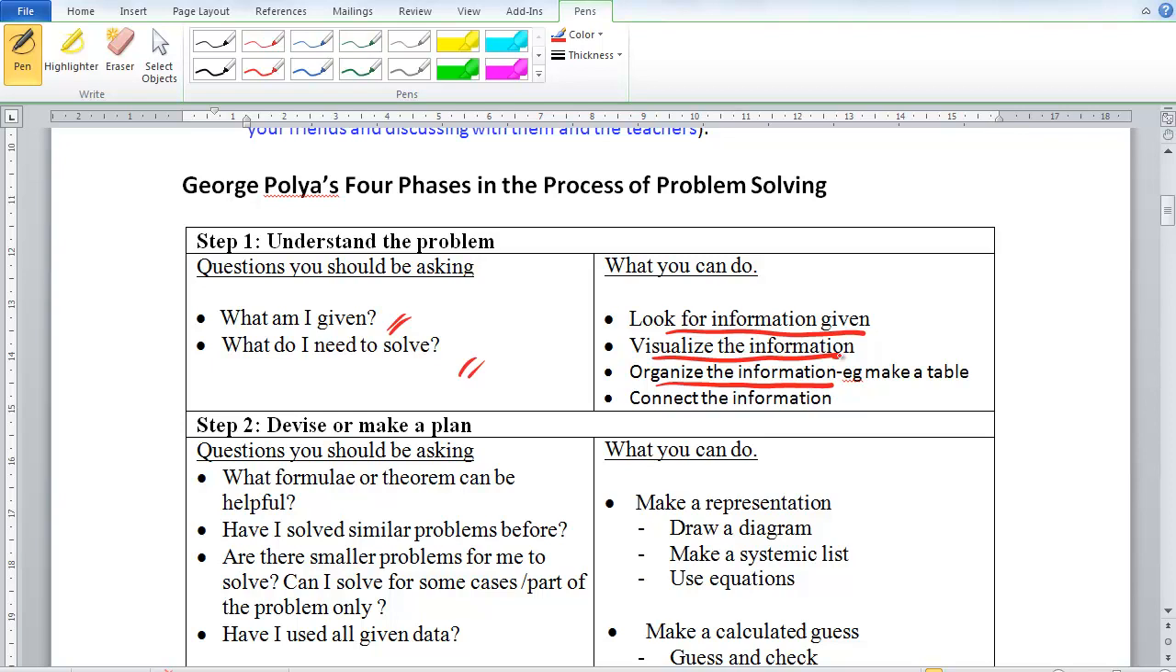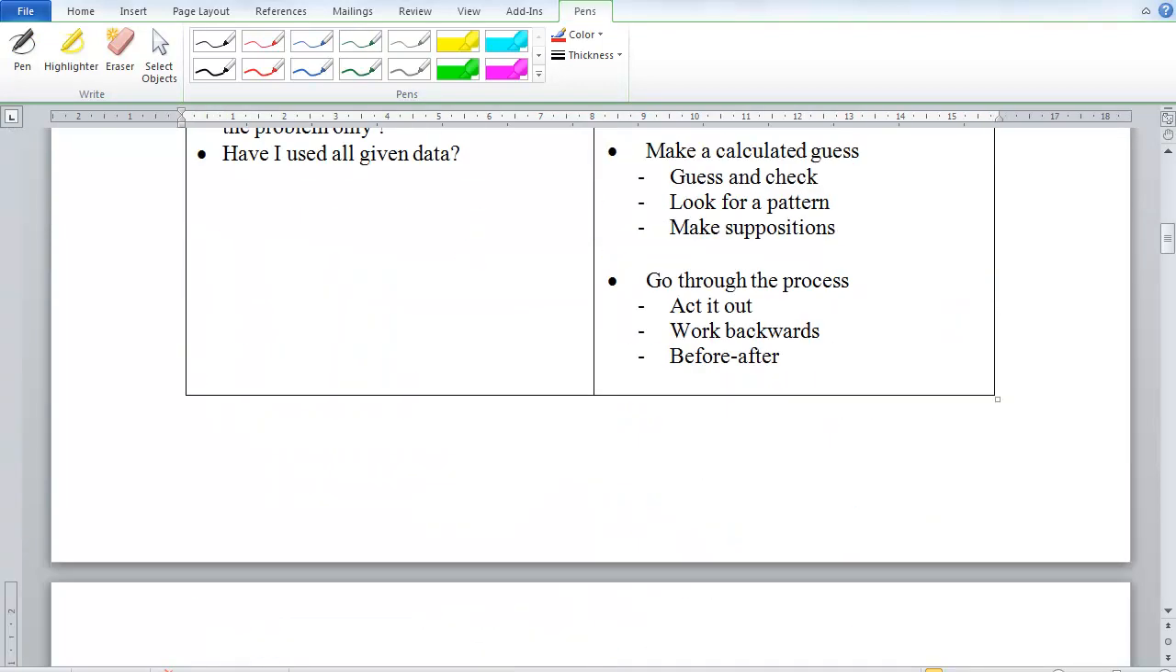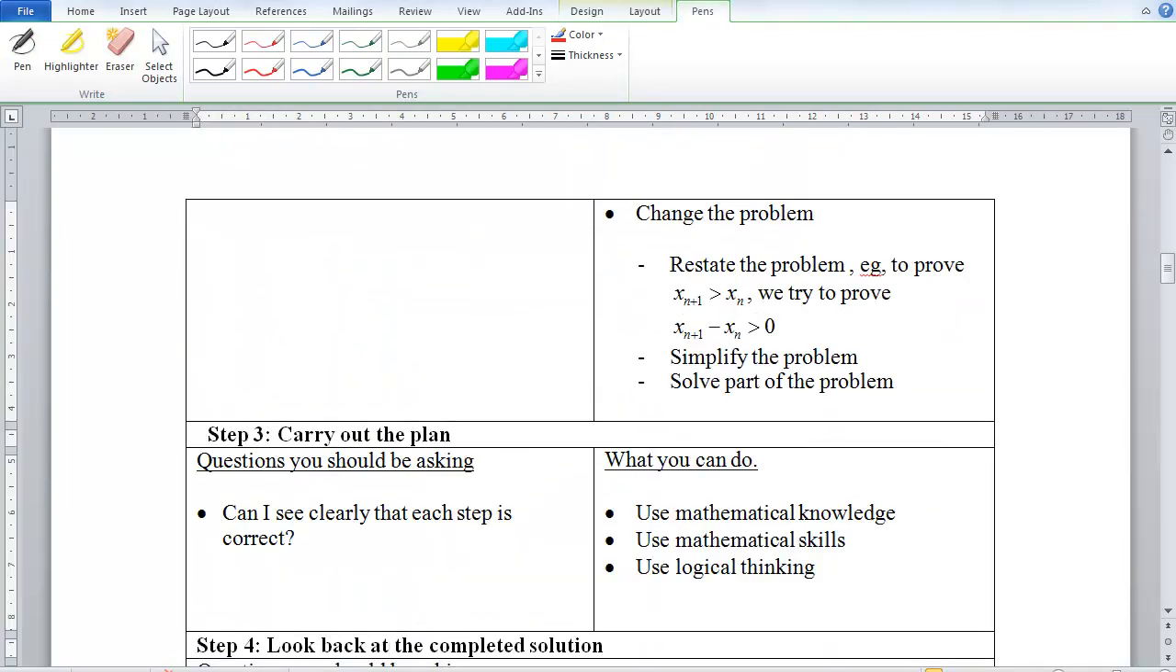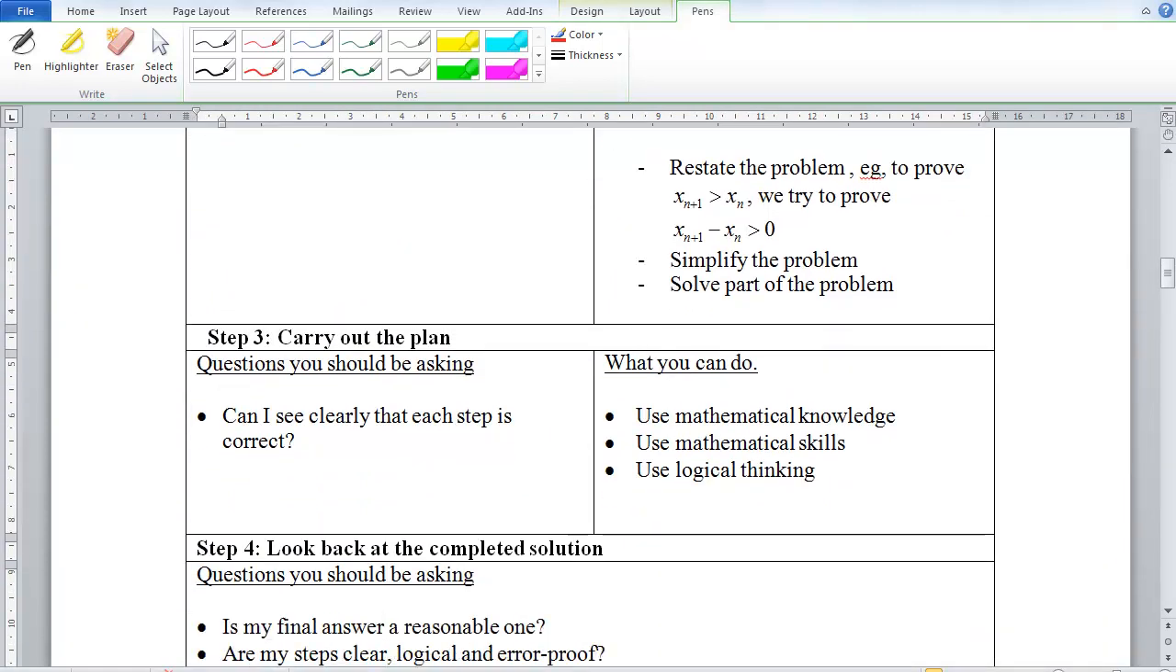Step 1 was understanding the problem. Step 2, we need to devise and make a plan. Step 3 will be on carrying out the plan, and in step 4, you look back at the completed solution and you check whether your solution is reasonable.